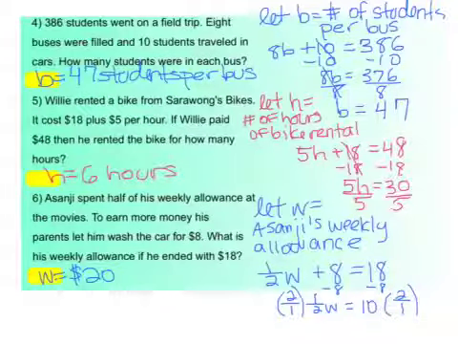On the left-hand side, it cancels out. 2 divided by 2 is 1. 1 divided by 1 is 1. And on the right-hand side, we're left with 10 times 2, which is $20.